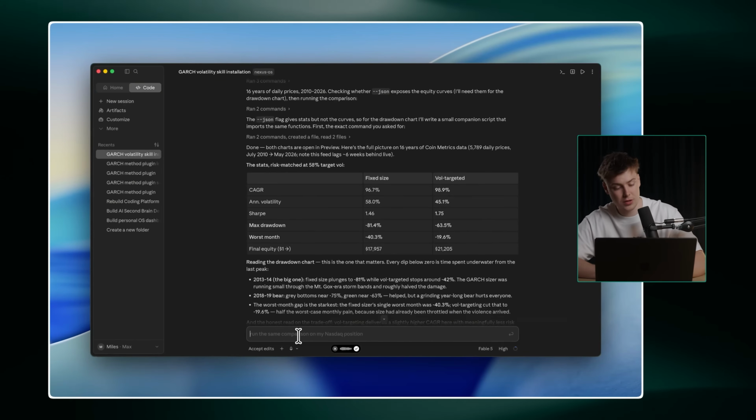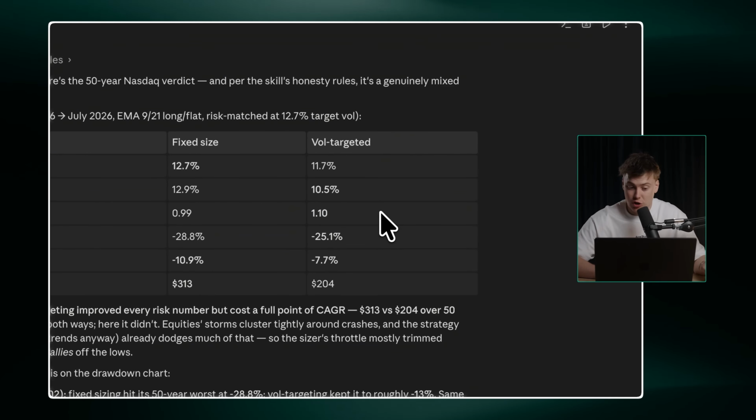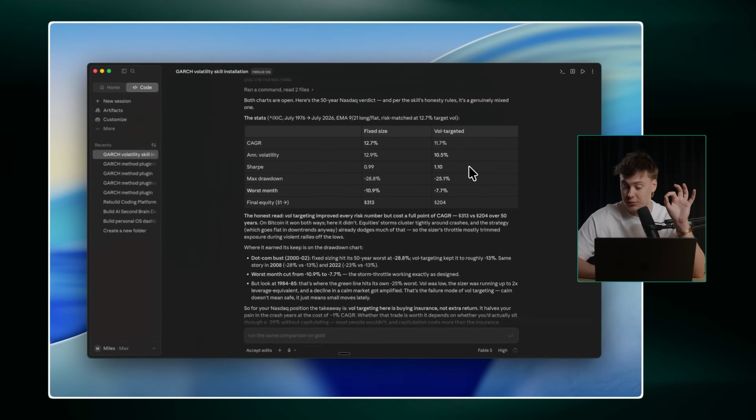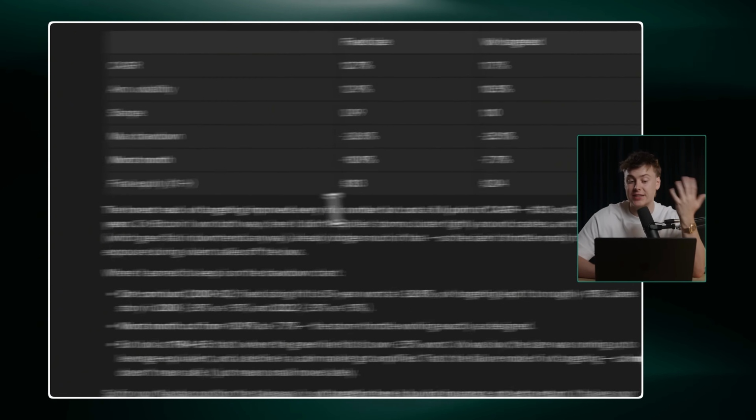Now I'm going to ask it, run the same comparison on my NASDAQ position over the last 50 years. Now for NASDAQ, this is actually extremely interesting. It improved the Sharpe ratio. It improved every single risk number, so you took on a lot less risk, but it did cost a full point of compounded annual growth rate. So over 50 years, this would have made you $99 less.